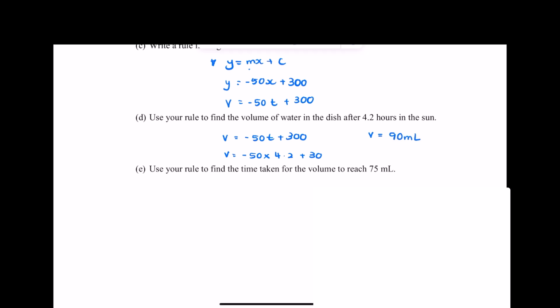And now we're going to do exactly the same for the next one. We write our rule out, V equals negative 50 T plus 300. Now we're trying to find the time because we are given the volume. 75 equals minus 50 T plus 300. So to solve this, I'm going to subtract 300 from both sides, and I get negative 225 equals negative 50T. And so we're going to divide both sides now by 50.